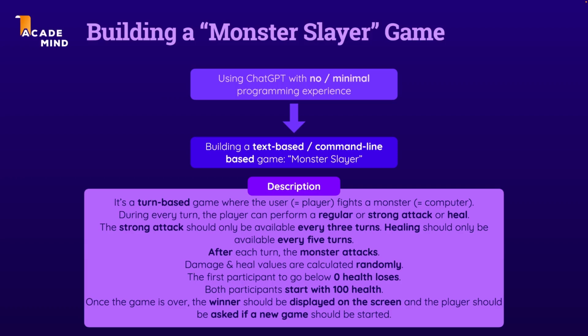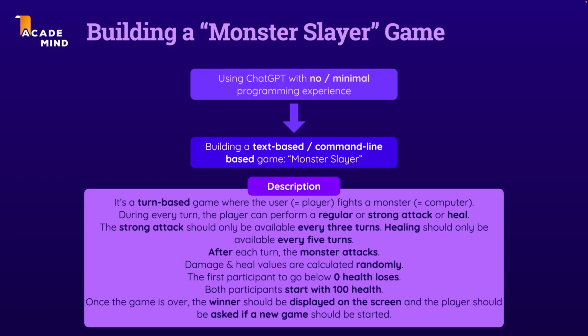Now, if one of the 2 participants, so the player or the monster, goes below 0 health, they lose, and both participants start with 100 health. Now, if the game is over, the winner should be displayed on the screen, and the player should then be asked whether they want to start a new game, and if they do choose to start a new game, they should of course start with 100 health again.